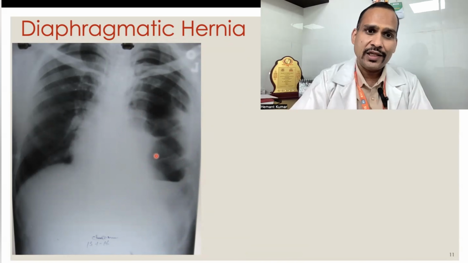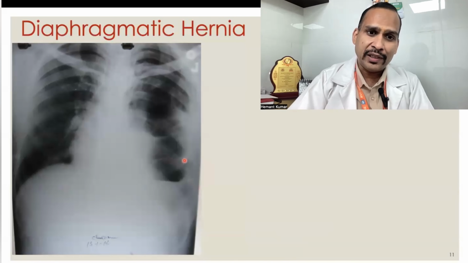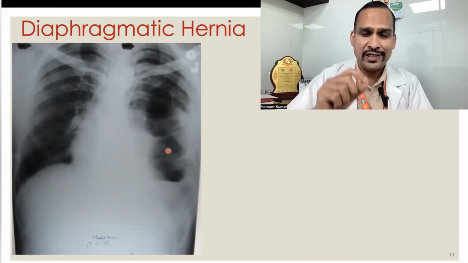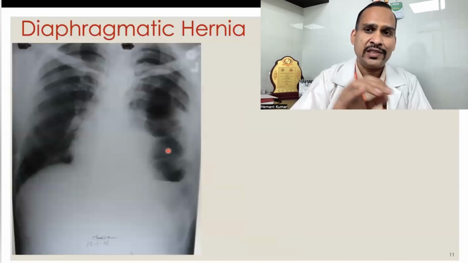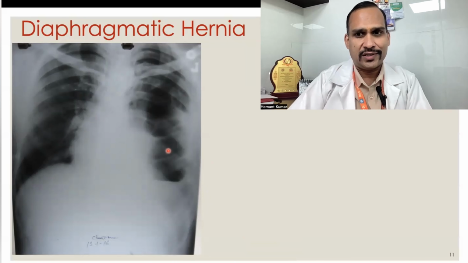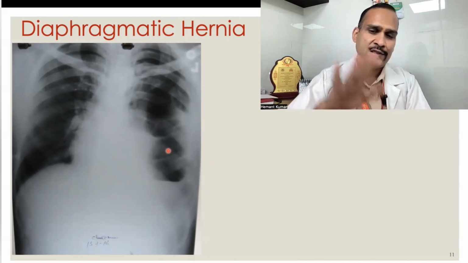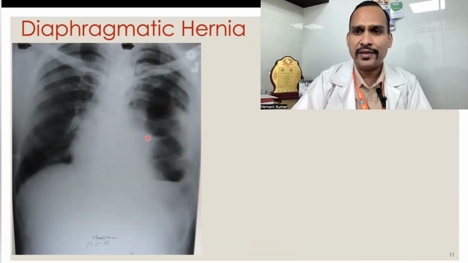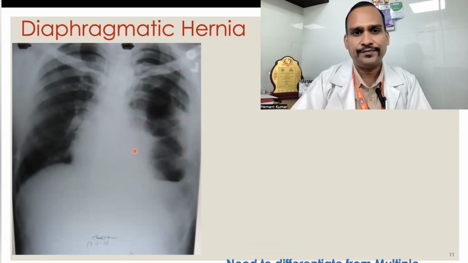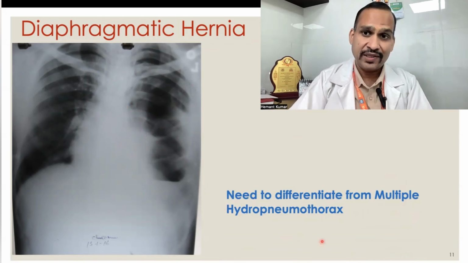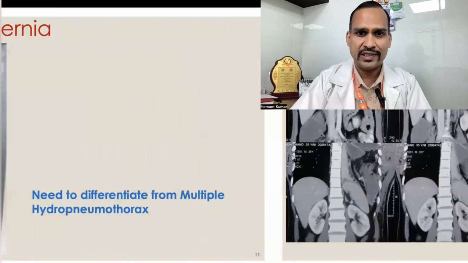So please, whenever you find multiple air fluid levels, don't insert a chest tube thinking that this patient is a case of pneumothorax. This is not pneumothorax, this is diaphragmatic hernia, and this is large intestine. So we have to differentiate it from multiple hydropneumothorax clinically as well as by CT scan.